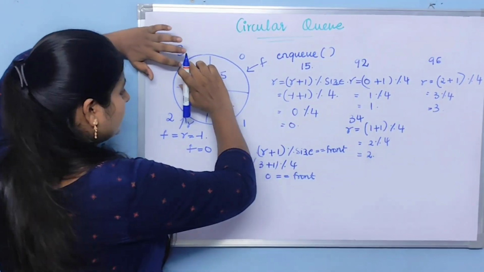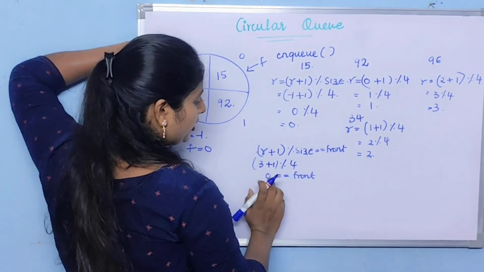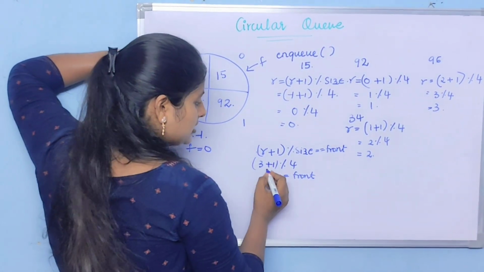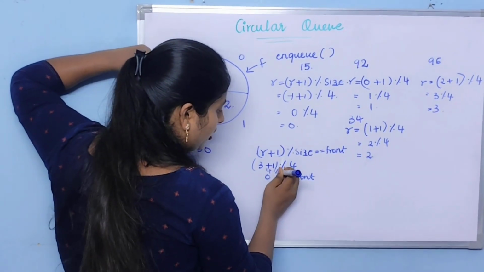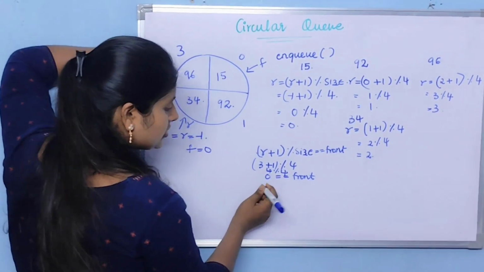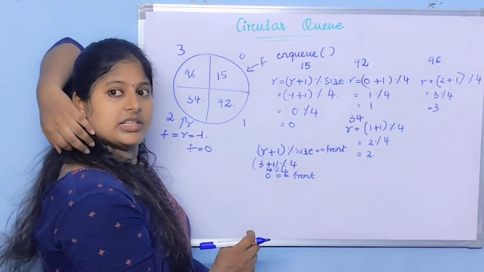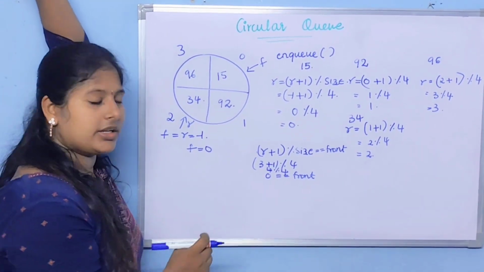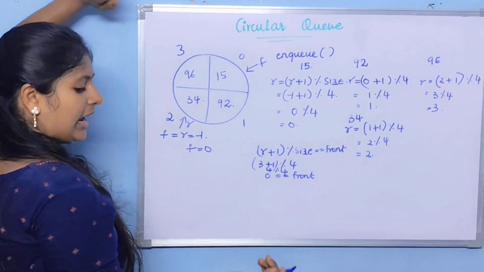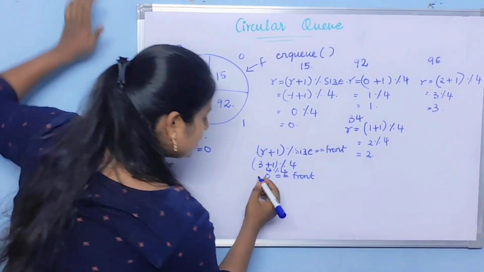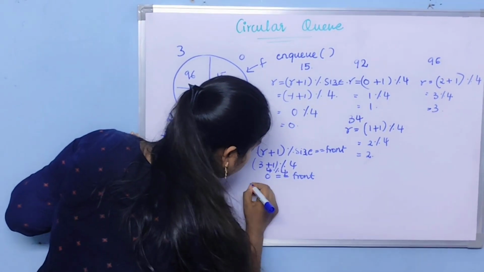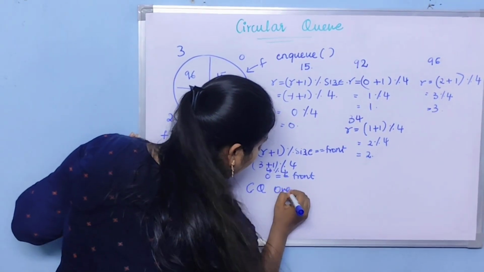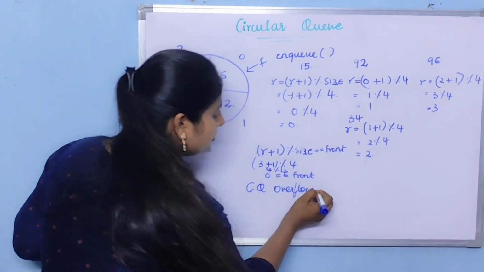So I've evaluated this condition. My rear is 3 plus 1 mod 4 equals 0, right? 4 mod 4 equals 0. Now 0 equals front. That means the queue is already full, right? So you cannot add elements into the queue. That means here the circular queue overflow condition is occurring.